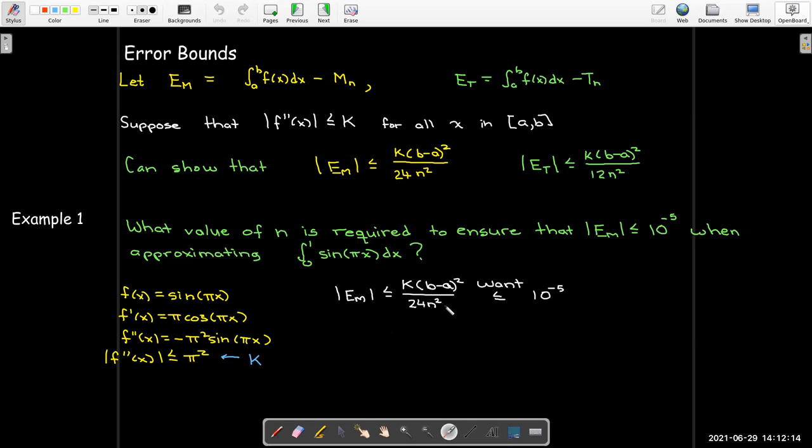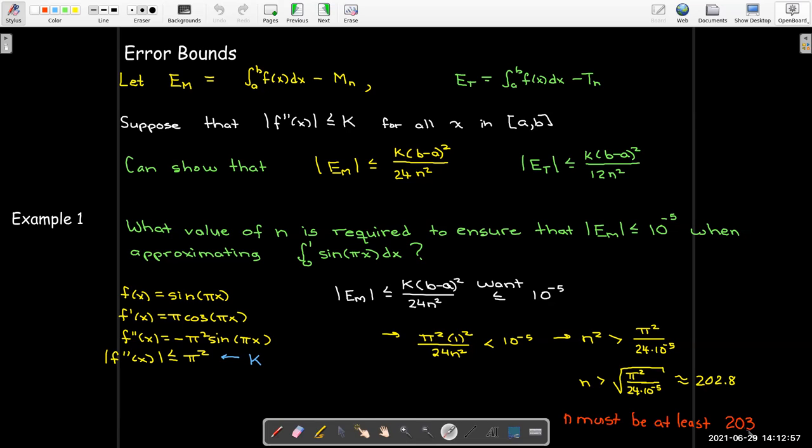So we want this formula to be less than 10 to the minus 5th. b minus a here is just 1 minus 0, so that makes that part of the calculation simple. K is pi squared, times 1 squared, over 24 n squared, which has got to be less than 10 to the negative 5th. So let's do some algebra to get n squared by itself. n squared has got to be bigger than pi squared over 24 times 10 to the negative 5th, which means that n has got to be bigger than 202.8.